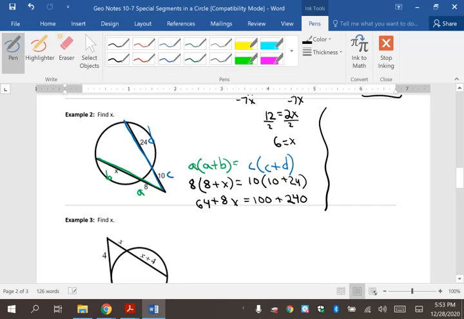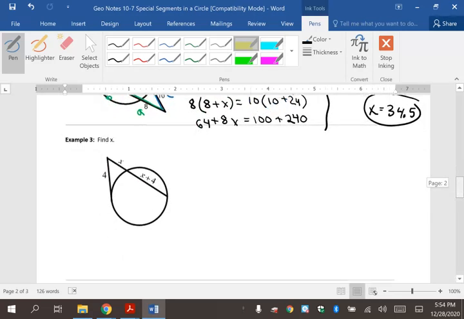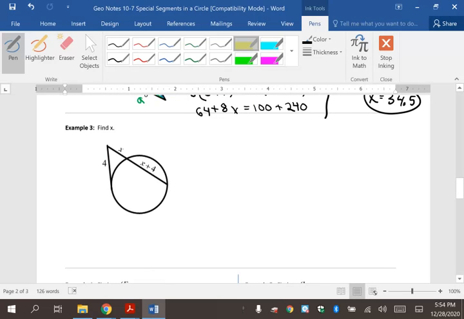Let's go ahead and simplify. So on the left side, we have a 64 plus 8x. On the right side equals 340. Subtract 64 from both sides. So 8x equals 276. Divide both sides by 8. So x is 34.5. Next problem. Outside times total equals outside times total.